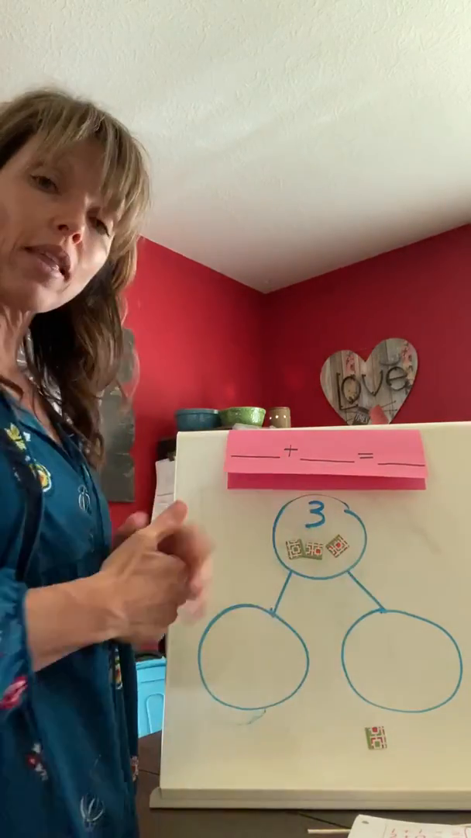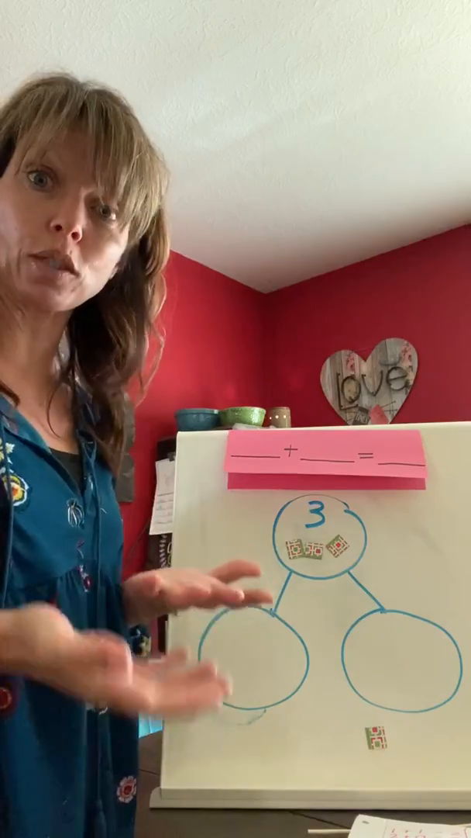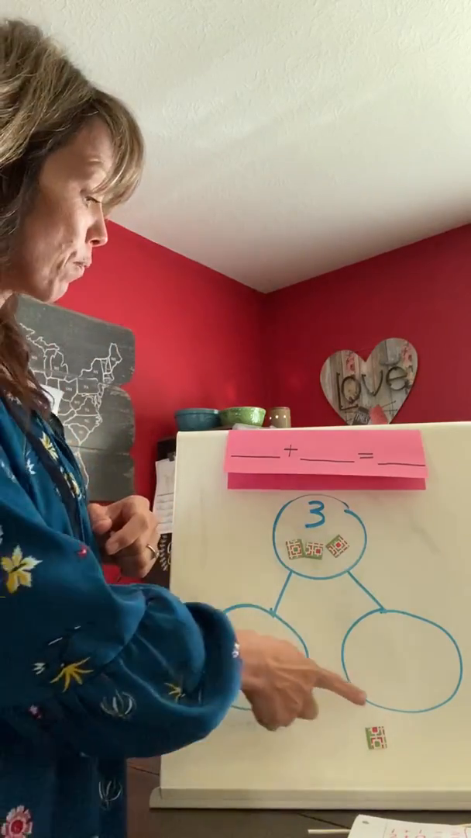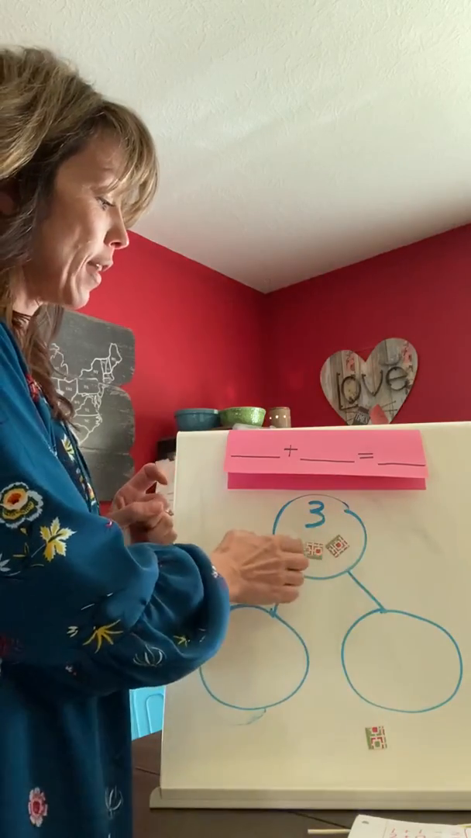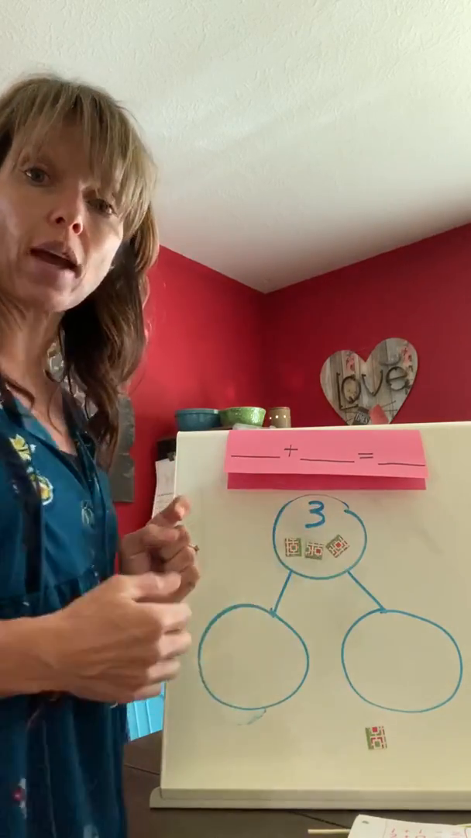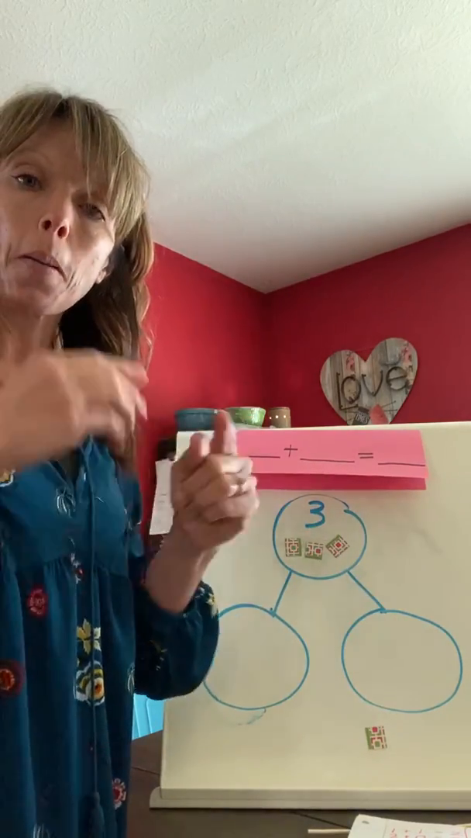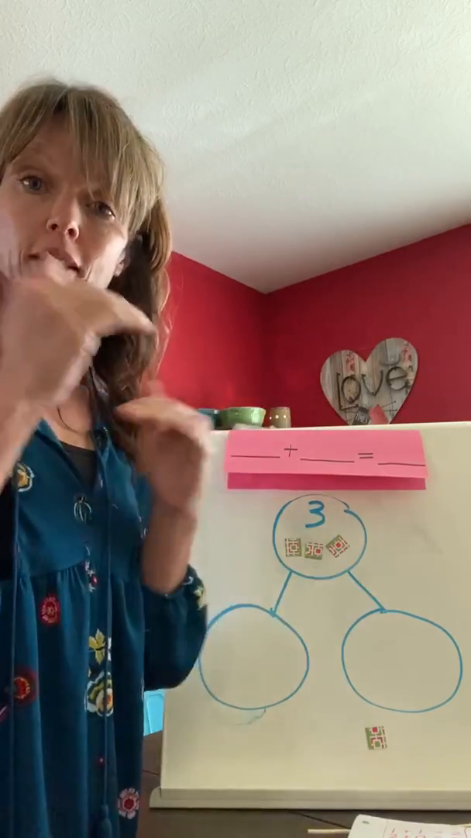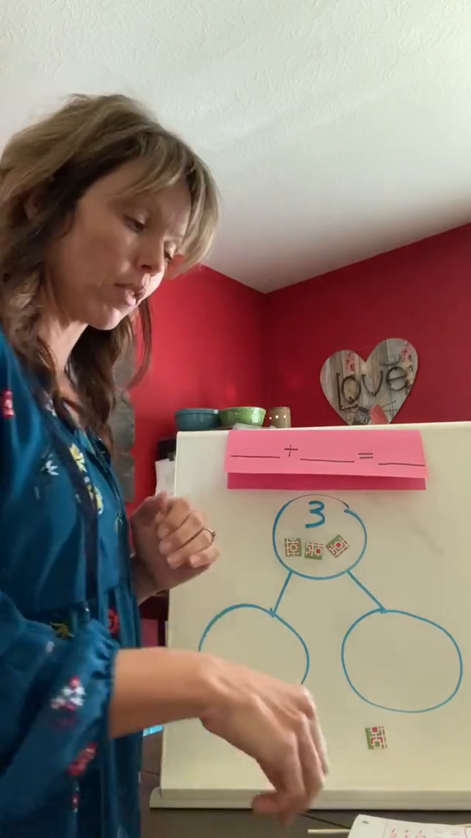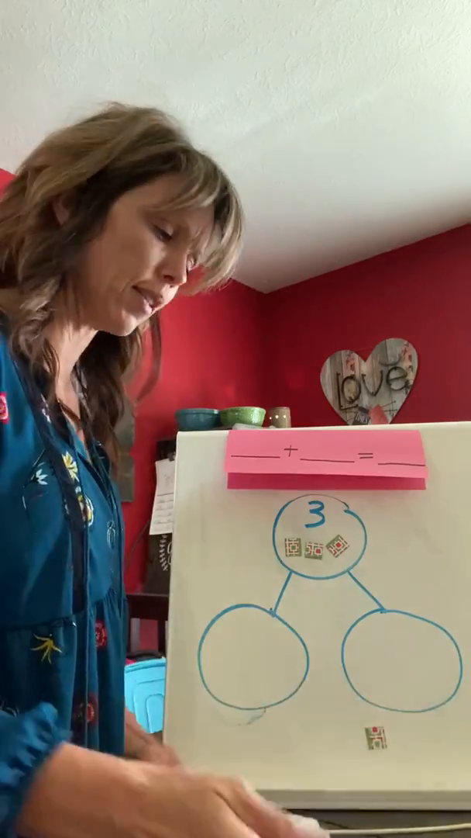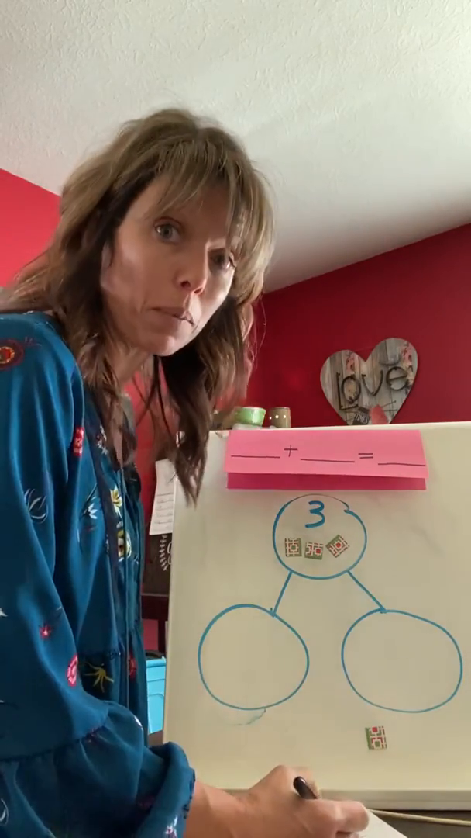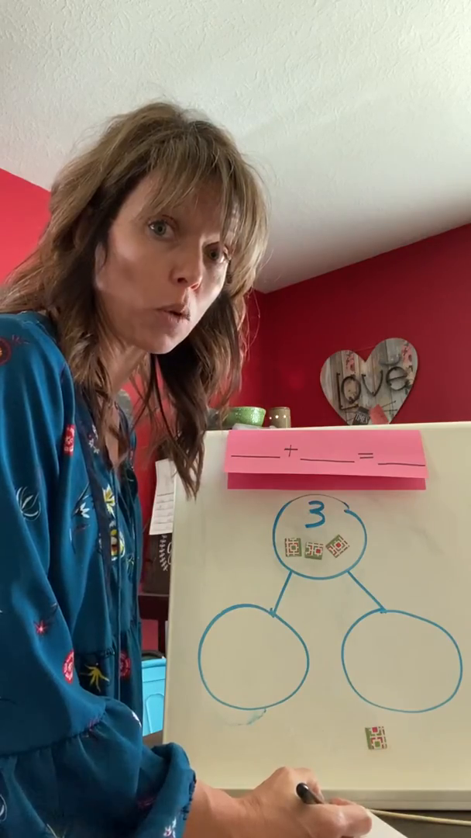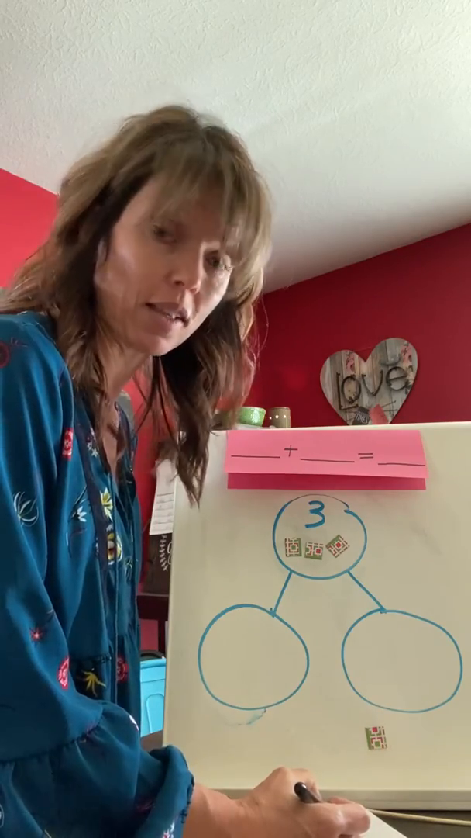If we join them together, we now have 3 objects. So we had 2 here and we had 1 here, and we moved them together, and now we have 3. So that tells us that 2 plus 1 equals 3. Go ahead and write that on your number sentence and then show somebody who's around you. You can also send me a picture later of this if you want, so you can show me the number sentences that you wrote. I'd love to see them.